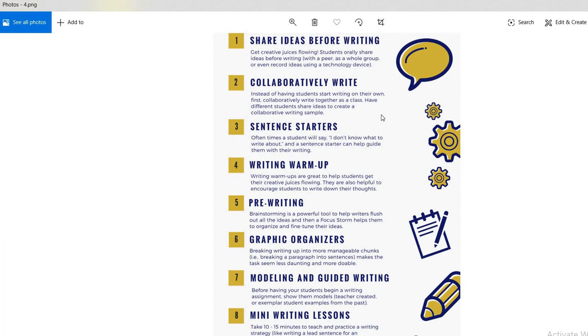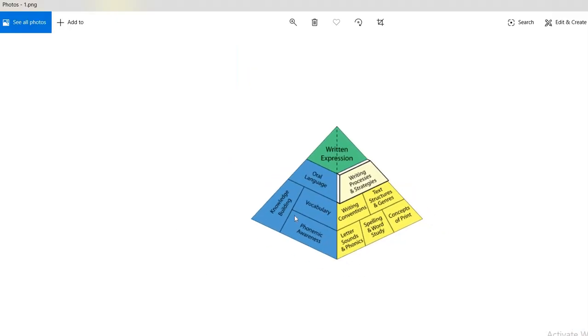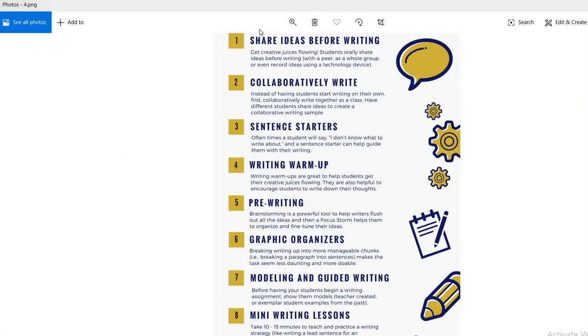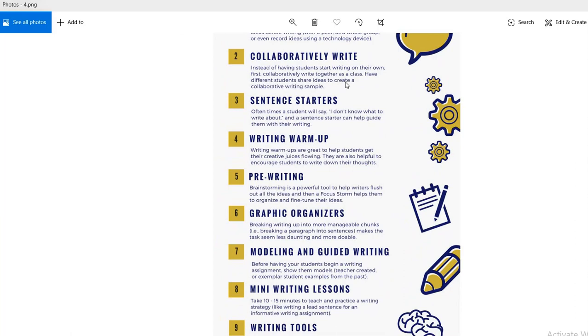All of you as students could discuss one topic together. Here is our pyramid, our knowledge. We need to discuss our knowledge first. Collaboratively write. Instead of having students start writing on their own first, that's interesting. So we're going to have a collaborative project. I want all of you to discuss a topic together. We're going to discuss lots of topics collaboratively, and we're going to share our ideas and concepts to create a collaborative writing table. Very important.